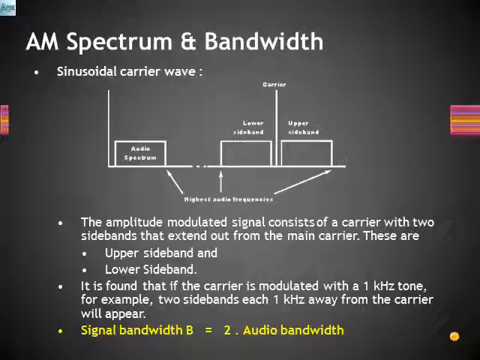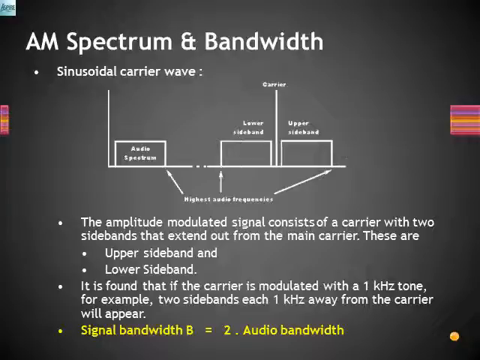Now we have the amplitude modulation spectrum and its bandwidth. Here the image shown is a graph for the amplitude modulated signal. You can see in the image that an amplitude modulated signal consists of a carrier wave with two sidebands, and these sidebands are the upper sideband and the lower sideband. The lower sideband is on the left side and the upper sideband is on the right side. It is clear from the image shown here.